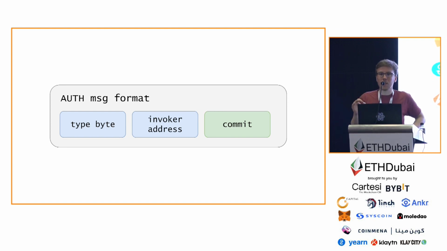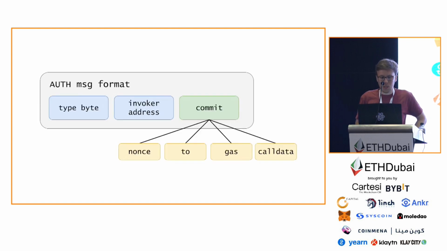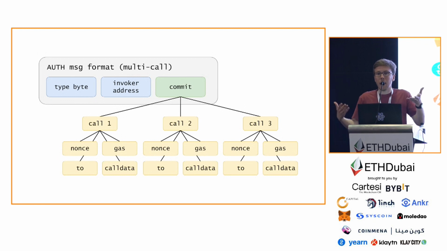And then in the commit, that's where you tell this invoker contract what you intend the authorization to be used for. In the commit, you could put a hash that references a transaction, right? Like a nonce, gas, call data, and then it would take that and actually perform that action. Or in the case of a bundling version, you could put multiple transactions in there, right? So the commit is your way of communicating with the invoker and telling it what it is supposed to do with your authorization.